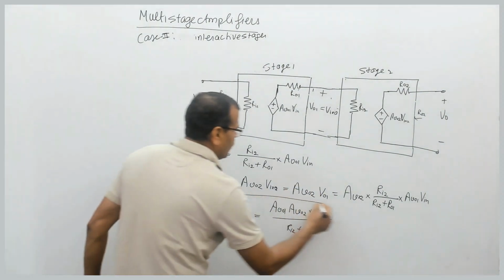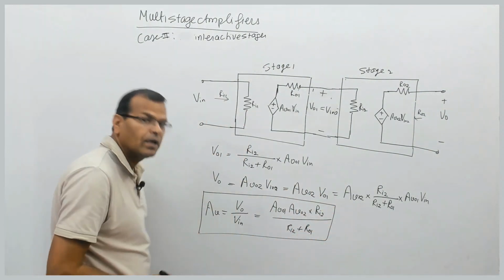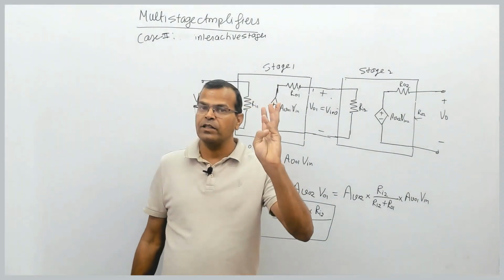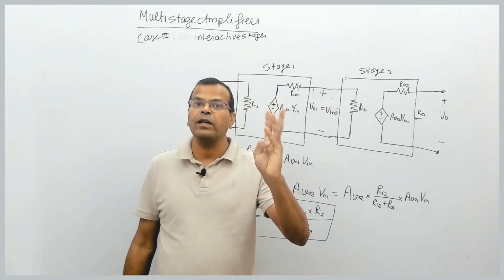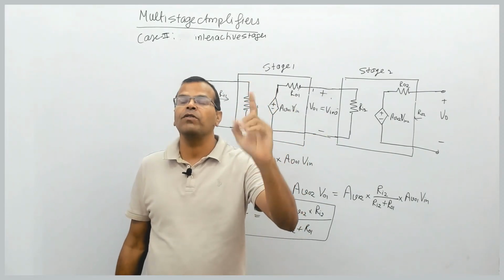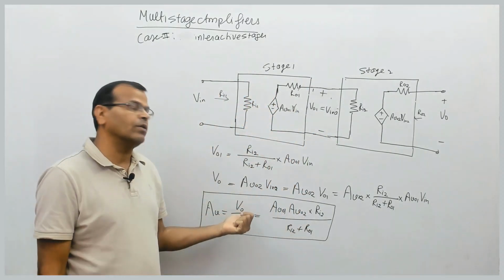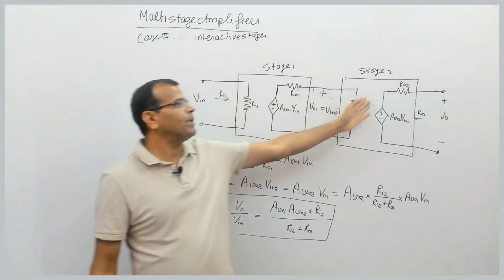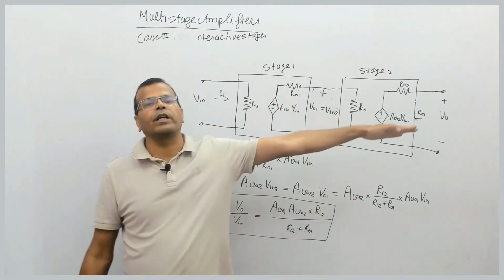This is overall voltage gain. This is important. For GATE, there was a numerical based on this. This is also important for engineering services; there was a numerical in engineering services on this. There can be multiple stages, but the procedure will go on like this.